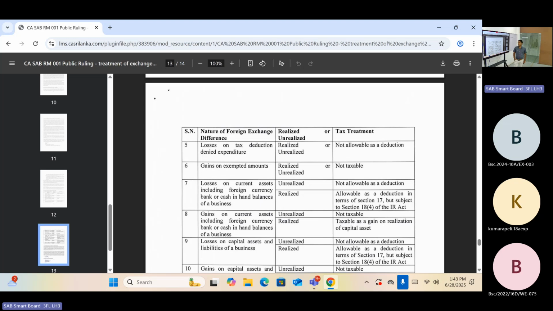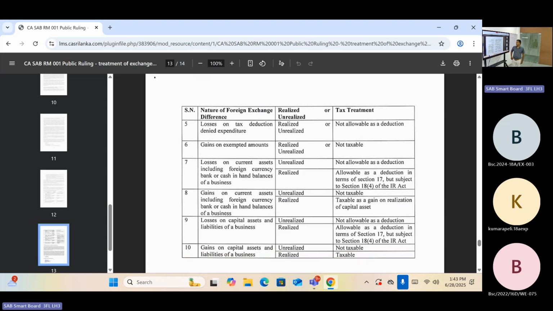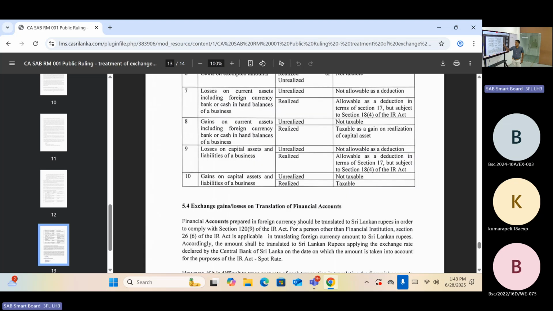Loss on current assets, including foreign currency, bank or cash in hand balance: unrealized, not allowed as a deduction; realized, allowed as a deduction. Gain on current assets, including foreign currency, bank or cash in hand balance of business: unrealized, not taxable; realized, taxable. Likewise, in the case of capital assets, unrealized, realized, recognize.